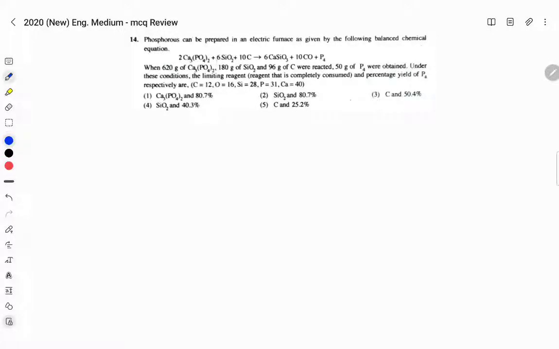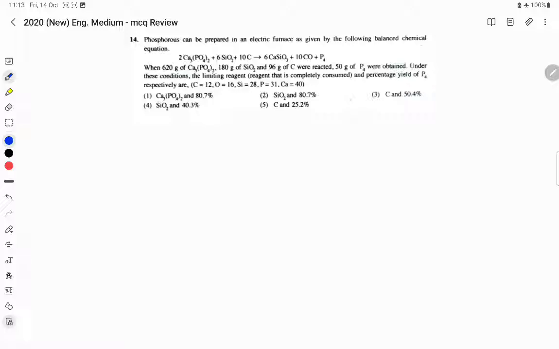Question number 14. Phosphorus can be prepared in an electric furnace as given by the following balanced chemical equation. When 620 grams of calcium phosphate, 180 grams of silicon dioxide and 96 grams of carbon were reacted, 50 grams of P4 were obtained. Under these conditions, the limiting reagent and the percentage yield of P4 respectively are.